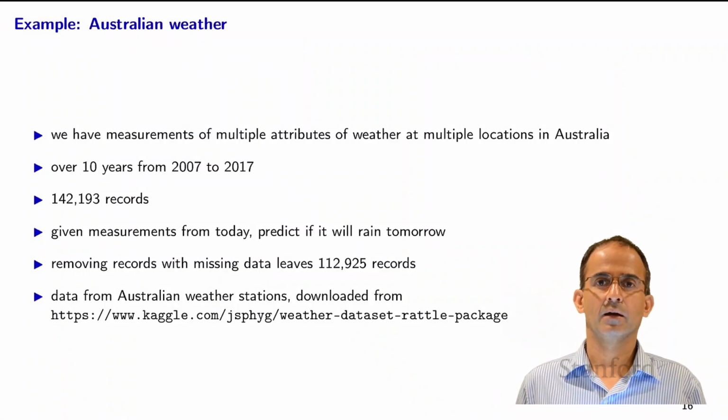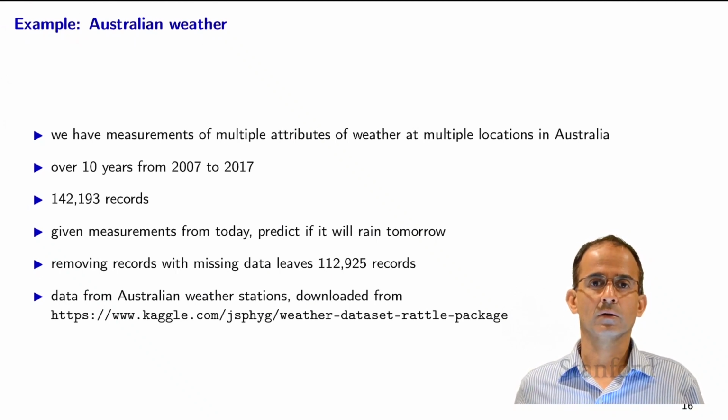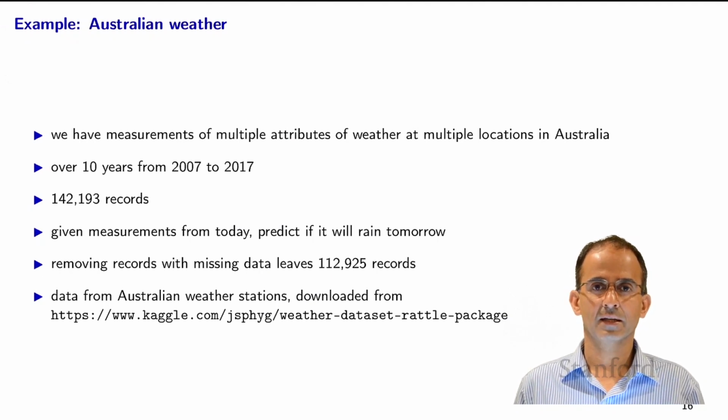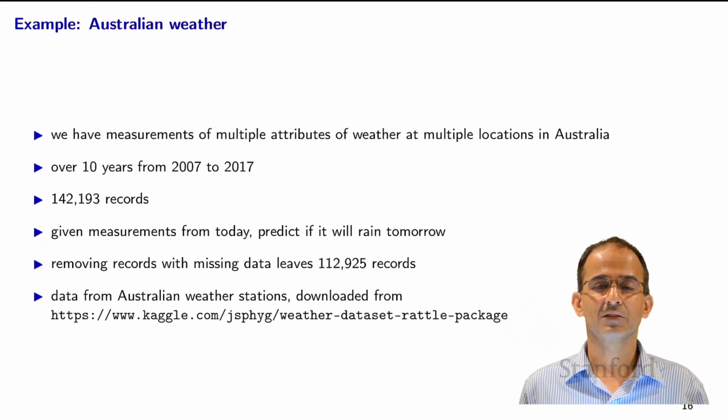Let's look now at a more practical example. This example is the Australian weather, where we have data collected at many different weather stations across Australia, and at each of those weather stations we've collected attributes of the weather such as temperature, pressure, humidity, wind, and so on. This data was collected over 10 years from 2007 through 2017 and consists of 142,000 or so records.